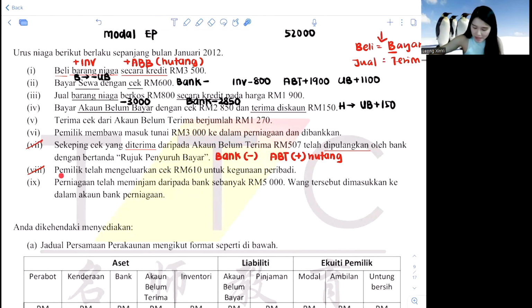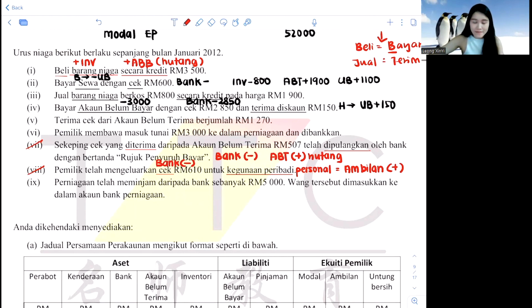Now for point 8, pemilik telah mengeluarkan cek untuk kegunaan peribadi. Mengeluarkan cek means bank. And if I mengeluarkan, you will have to deduct from your bank account. Bank is going to be lesser by 610. And also, they said kegunaan peribadi. Peribadi stands for personal. So if it's for personal use that he or she took out, then this would be considered as ambilan. So you remember just now I gave you all the example of ambilan, right? Ambilan cannot put negative form 1, so we can only stick with the positive value 610.